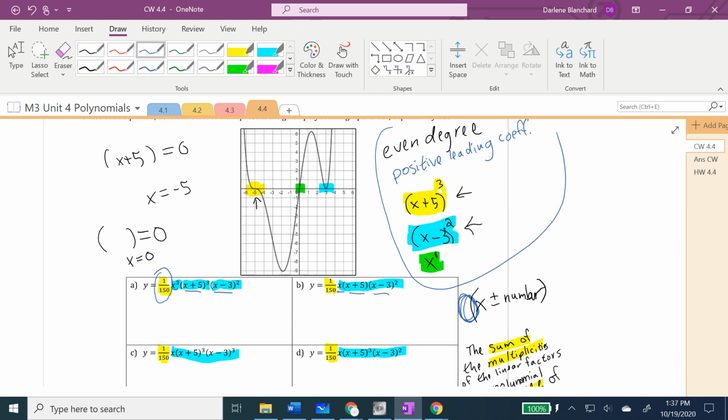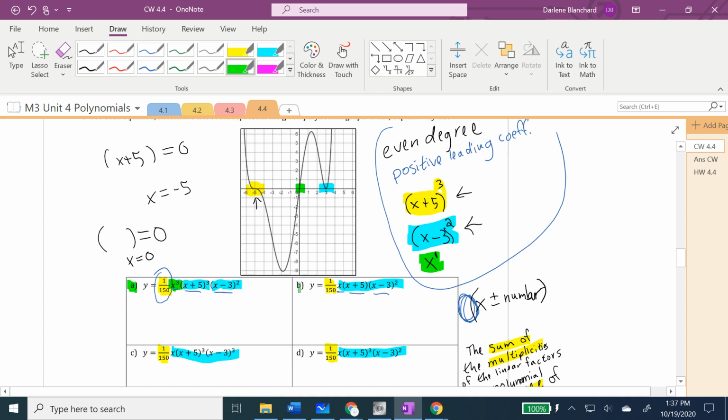Now, I want to make sure that you're clear. What could you say makes number one not correct? Letter A. What about letter A makes it not the right one? That x cubed. If that were x cubed, then it would have to do some wiggling through the x-axis, and it's not doing that. So that is not going to be the correct answer.